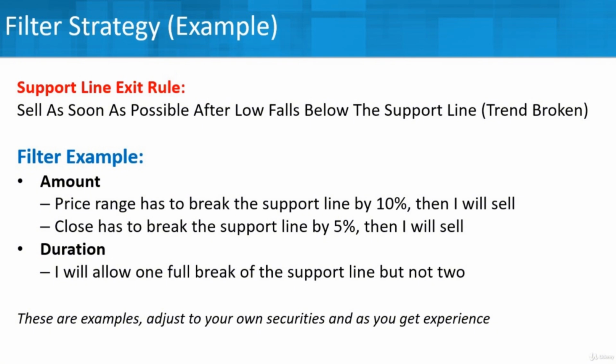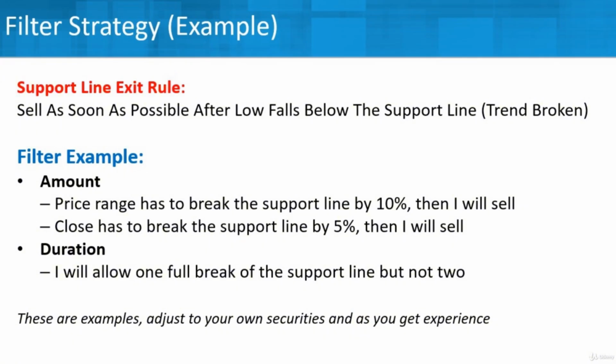You can also use a duration type of rule as a filter. For example, you'd say, I will allow one full break of the support line, but not two. So that means if it breaks the support line on one day, let's say we're trading on a day, and you're like, okay, it broke the support line exit rule, I'm supposed to sell as soon as possible, so I should be selling now, but I'm going to set up a filter and a rule and say, I'm going to wait until it breaks it twice. And if it doesn't break it twice, right there in the following day, then I'm sticking in there. So that's the idea of making these a little bit more filtered out.